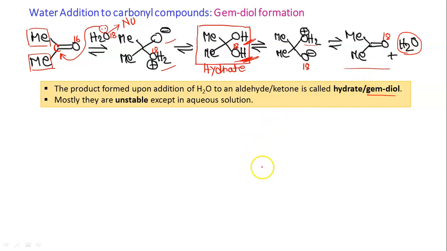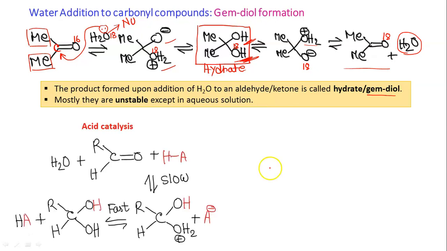Okay, so next we will see what happens when the equilibrium is not towards the hydrate, it is more towards the starting material. In that case we have to use an acid catalyst or a base catalyst. Both catalysts we can use. So we will see the mechanism, how it will take place.